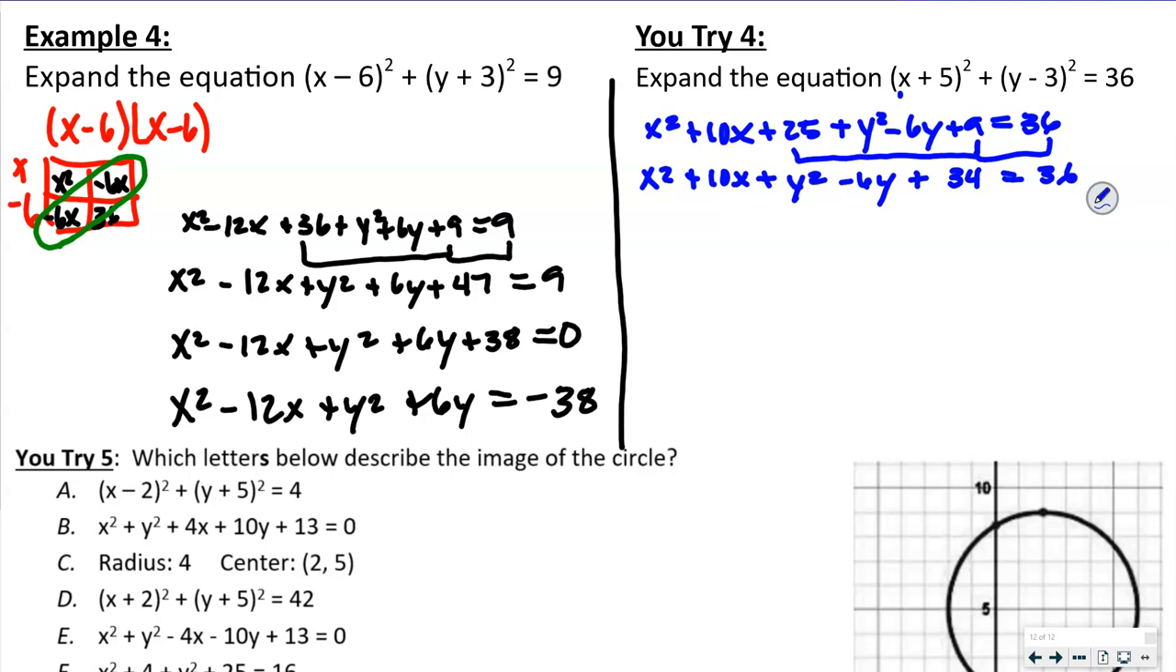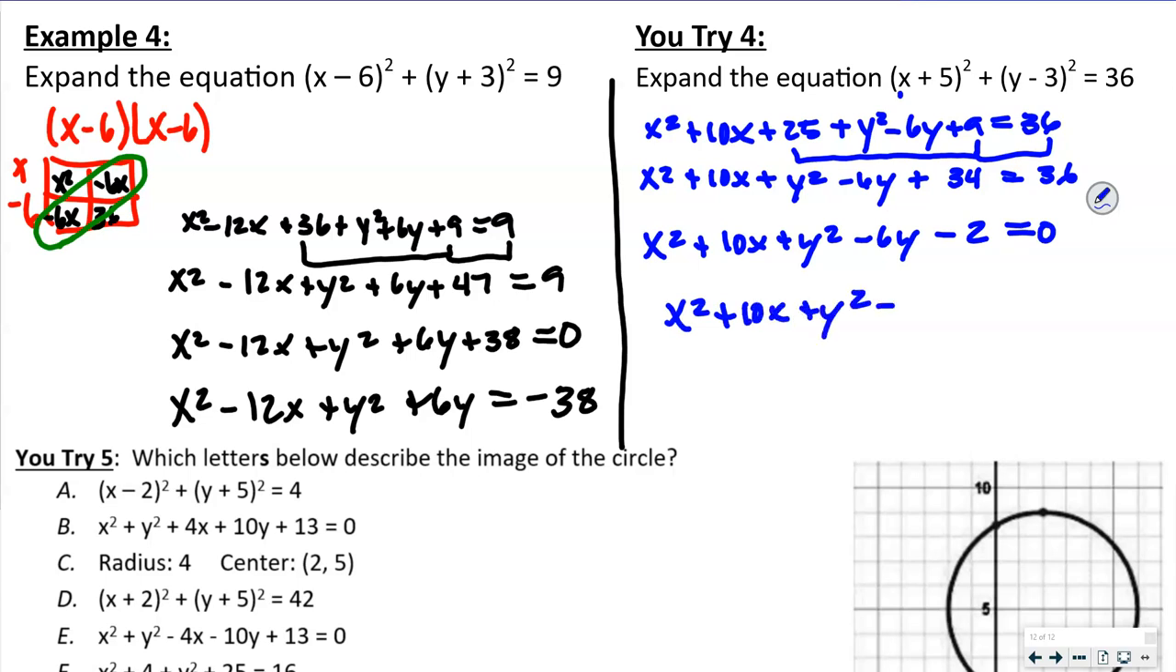Okay, so once again, we could subtract the 36 from both sides, so we could end up with x squared plus 10x plus y squared minus 6y minus 2 equals 0, or we can have that 2 on the other side of the equal sign. It could appear either way, okay? And then next week when we go over this, we're going to actually take this a step further, and we're going to figure out how to basically take it from this form back to this form, okay? So that's what we're going to do next week.